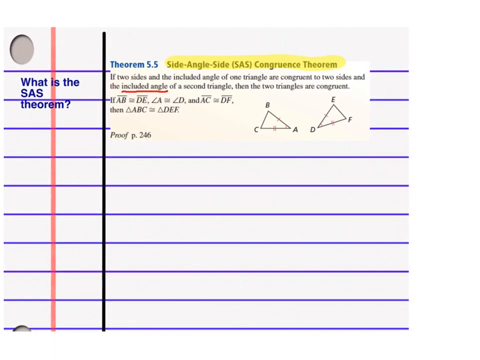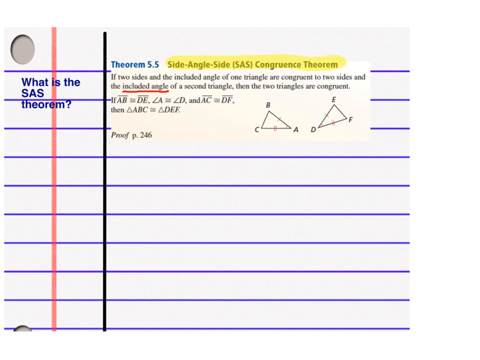All right, so what is the SAS theorem, side angle side? Basically, it says if you have two sides and the included angle, if you know that there are two sets of congruent sides and the included angle is congruent, if you get those three pieces of information, then you can conclude that the two triangles are congruent.